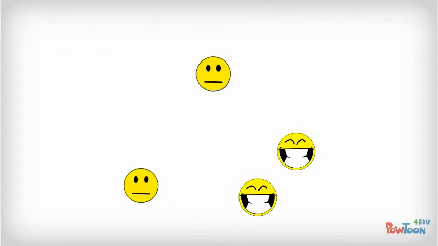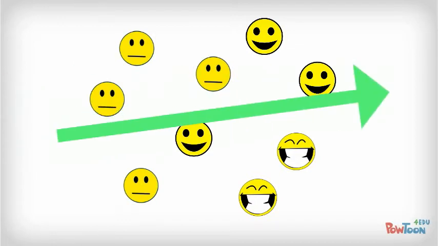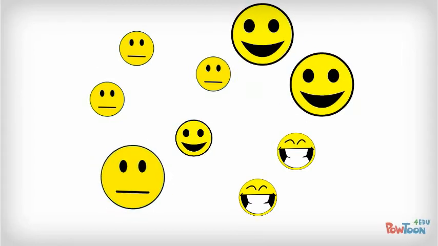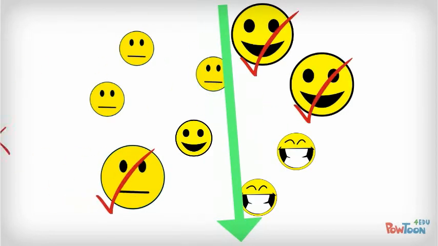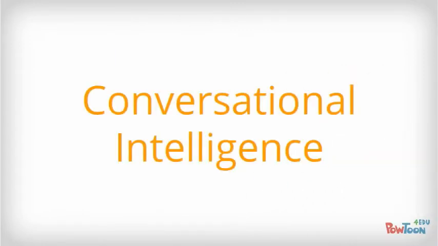Suppose we are training some weak classifiers with a set of sample face images. In each iteration, for those examples that are misclassified, we increase their weights so the next classifier will pay more attention to them. Finally, the hypotheses from all these weak classifiers are merged into a new hypothesis that is more accurate. MARC also exhibits conversational intelligence.